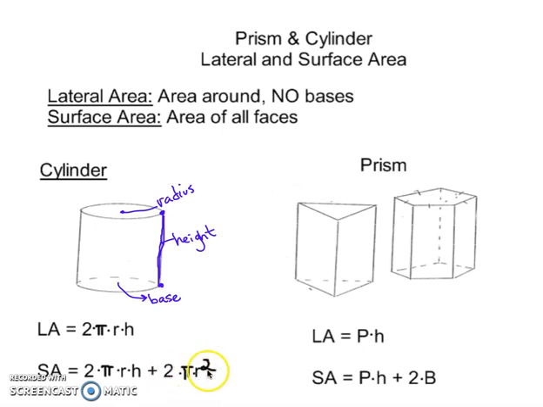Pi r squared is just the area of one circle. So if we just did pi r squared, that could be the bottom of your cylinder or your soup can. Then 2 pi r squared includes the top. So 2 pi r squared is the top and the bottom for your surface area.